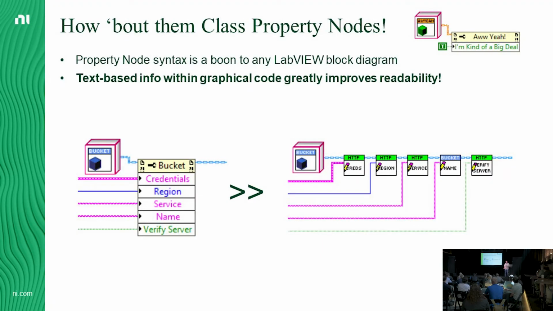Property nodes are super easy to read. Yes, it's text, but it's smaller, it's more compact. And I mean, look at all those icons. I had to edit them and they still look ugly. So I like class property nodes. I love class property nodes.